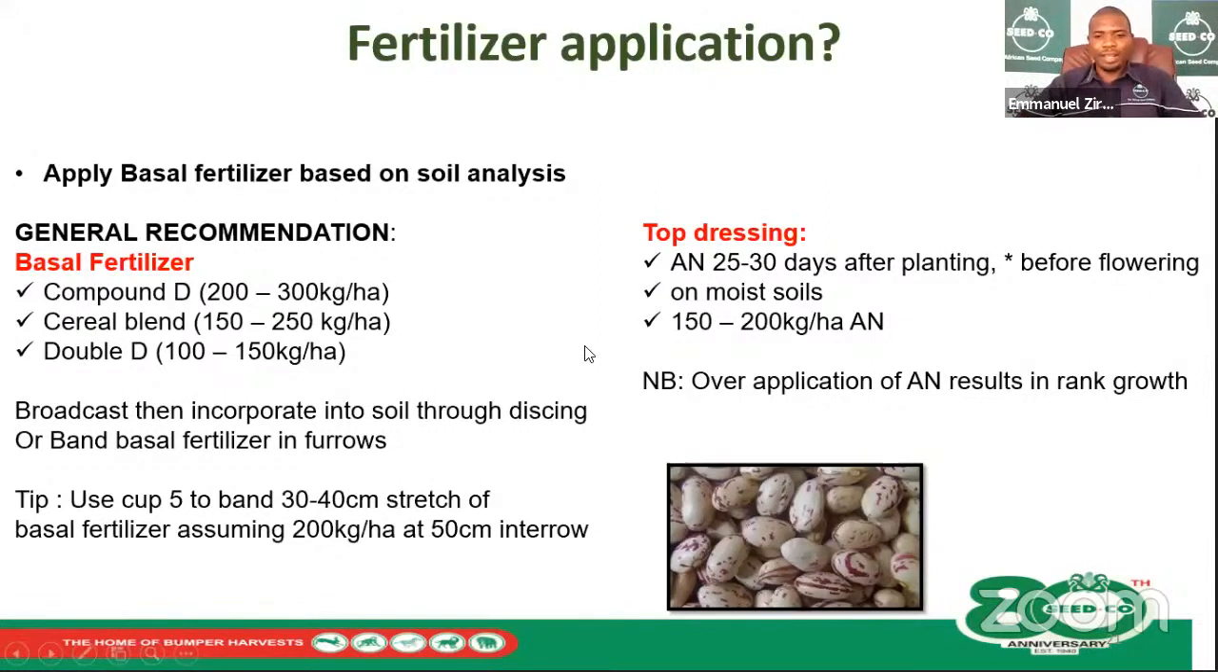Another important factor is that you don't need to put a lot of AN because it results in rank growth, excessive vegetative growth at the expense of reproductive growth. Right, there is a tip that we have put here. You can use cup number 5 to band your basal fertilizer at a 30 to 40 centimeter stretch.